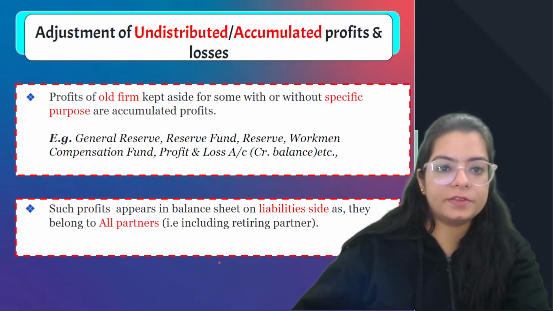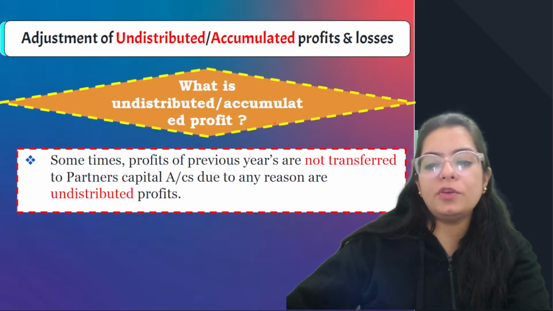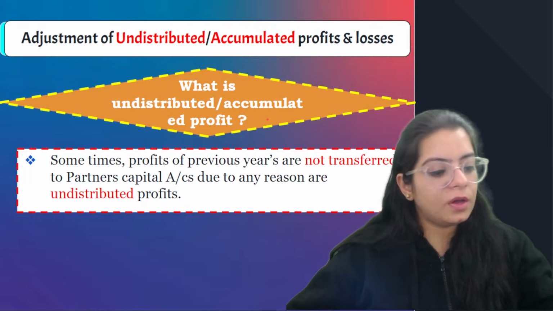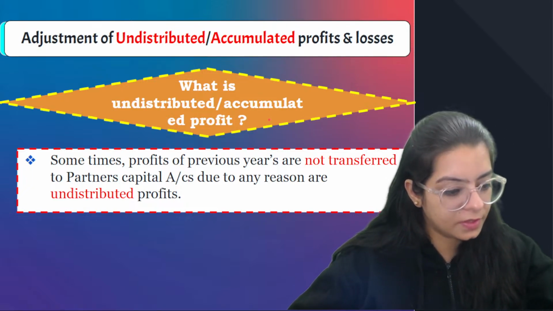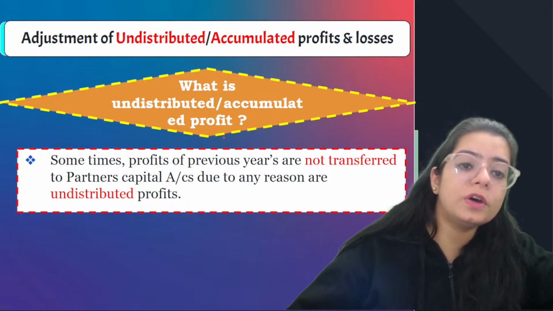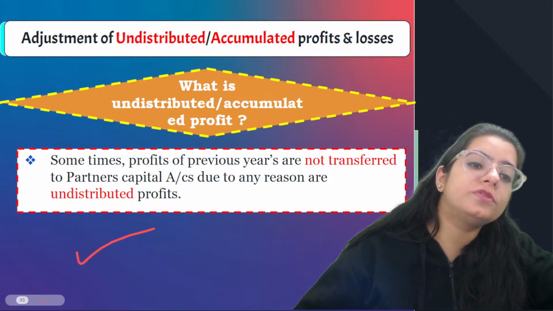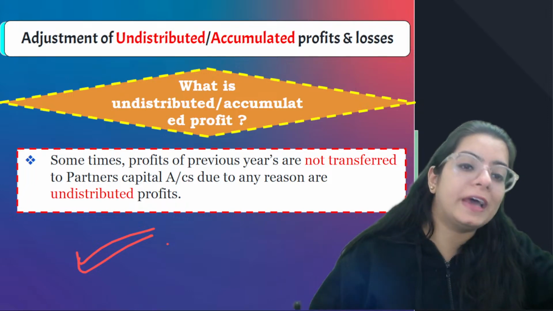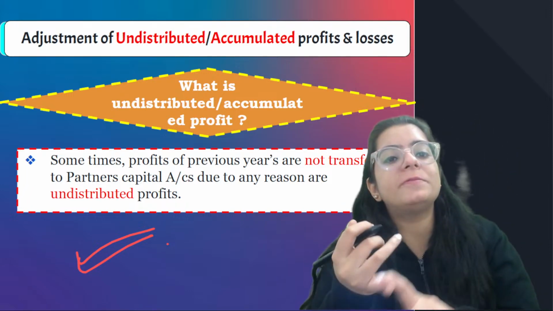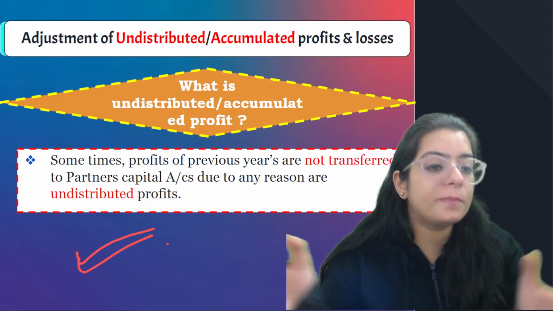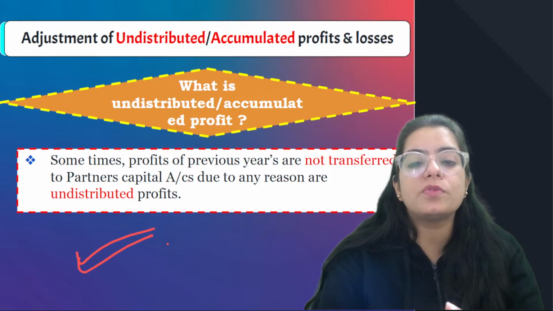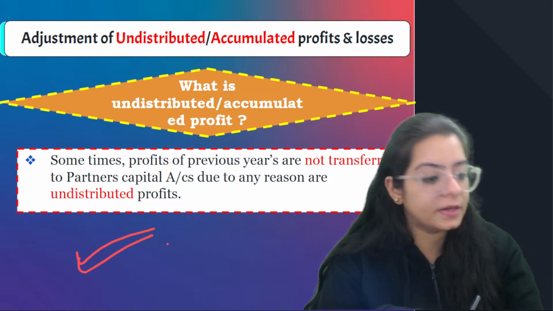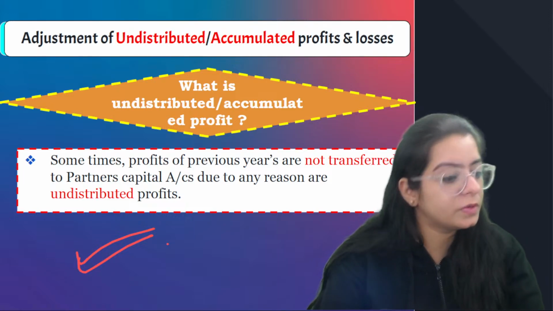Correct? Yes or no? If there are any accumulated profits or losses, sometimes you will see that the balance sheet has some old profits, old losses. Those old profits or losses are also distributed before the retirement of a partner. Sometimes we keep accumulated profits in the business, and then we distribute them among partners before retirement.